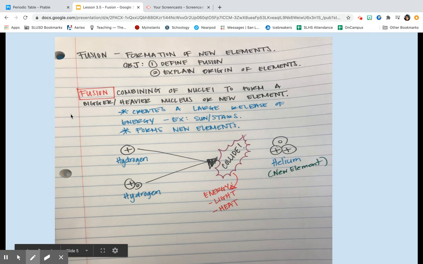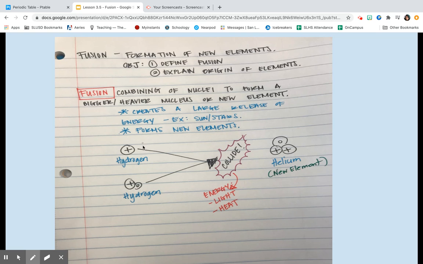All right, so in the previous lesson, we talked about how we draw different elements. In this lesson, we're going to talk about how these elements are created. So all of these elements, like in the video that we just showed, are created through the process of fusion. So fusion is basically combining of nuclei to form a bigger or heavier nucleus or a new element.